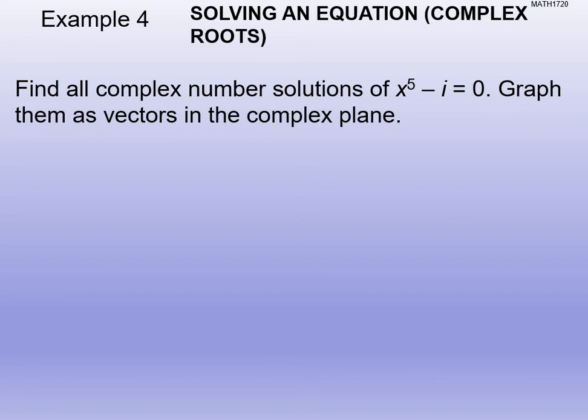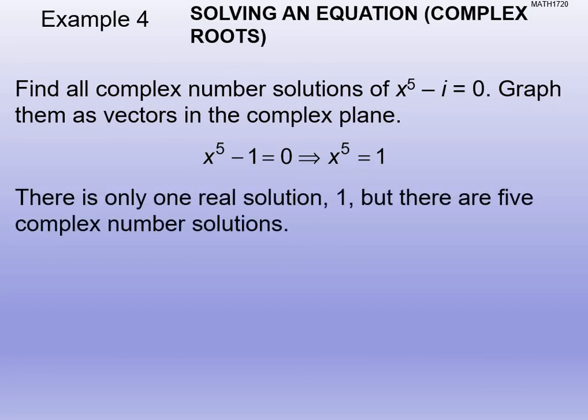Okay, so first step, we've got to solve for x, right? So x to the 5th equals i. We're just solving that through. There's only one real solution, but there are 5 complex solutions. Okay, one real solution, 5 complex solutions.